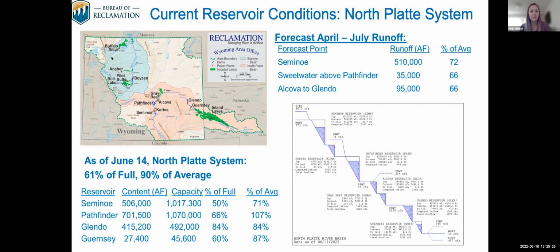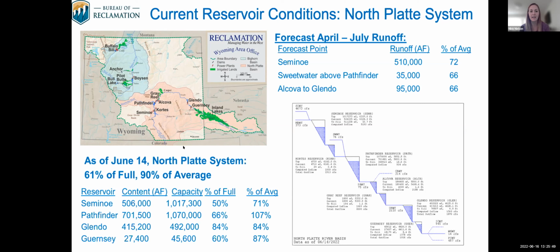So once again, I'm going to start with the North Platte. The peach area there is the North Platte system on the Wyoming map. I'm going to buzz through this one pretty quickly just because the North Platte operations are going pretty much as expected per our operating plans. And our operating plans haven't changed a whole lot since April.